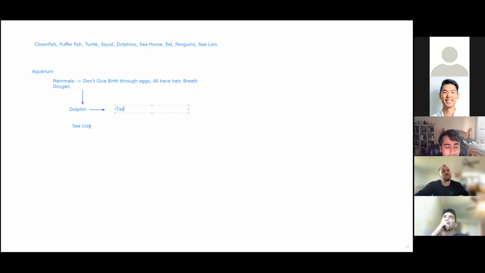But let's say, for example, I don't think sea lions have tails, but let's say sea lions did have tails, right? Then technically, couldn't we put tail in our overall animals class up here? Because everything can inherit that tail property, right? Because everything has a tail. That makes sense?